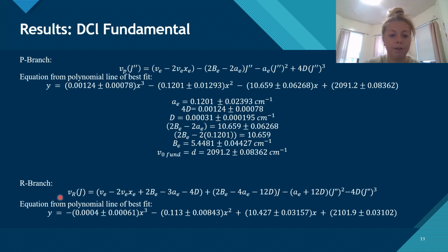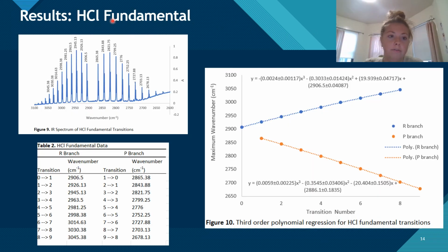The R branch fundamental equation is slightly different, so we used that equation compared to our polynomial line of best fit for the R branch and then repeated this process of finding the constants with the different equation. And then we did the same thing for the HCl fundamental data. So we had our zoomed in spectra with the labeled maximum wave numbers and our transitions for R and P branch. We were able to graph them and get a polynomial line of best fit for each of them and then use those to solve for the molecular constants for that as well.